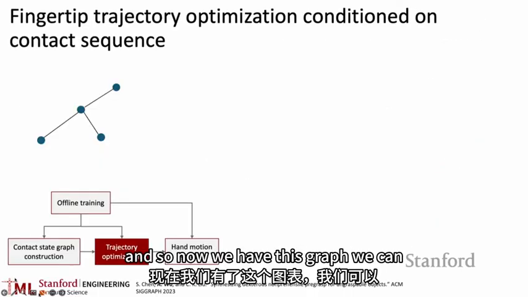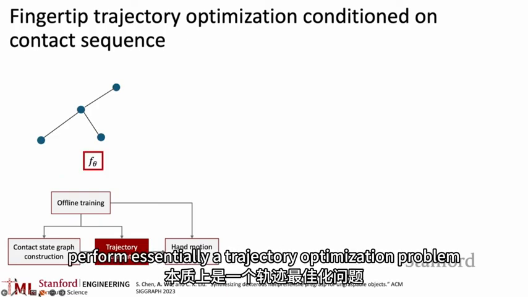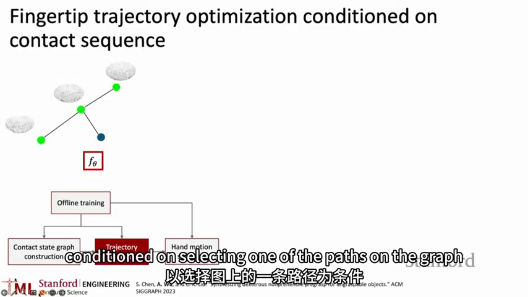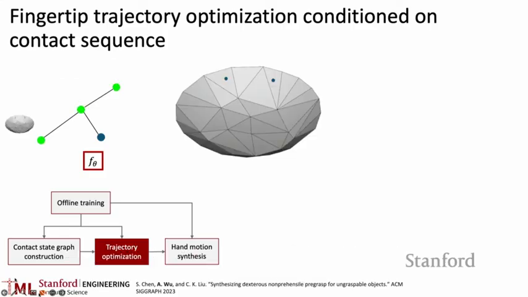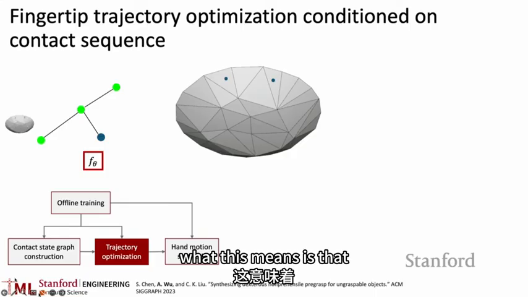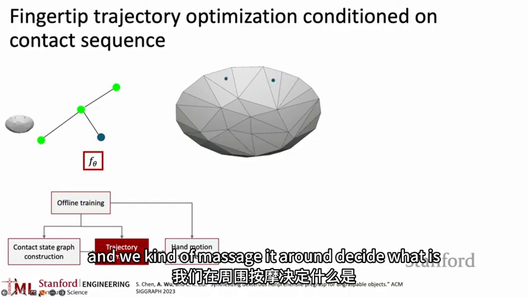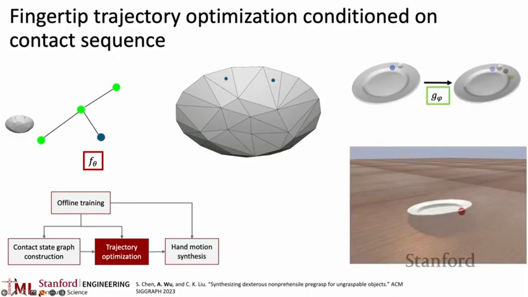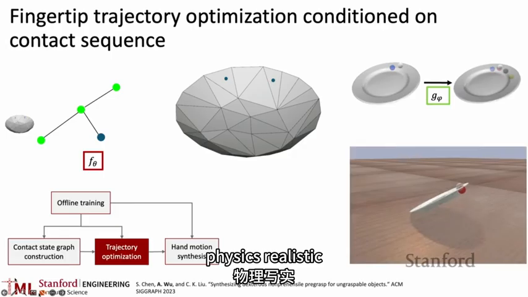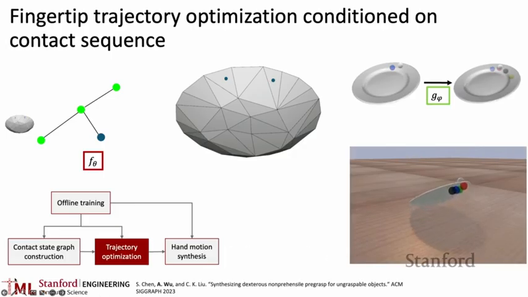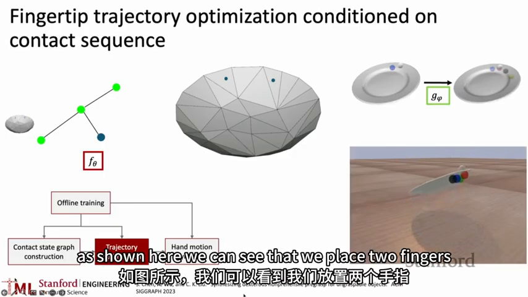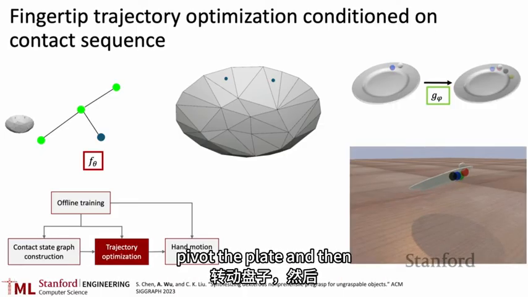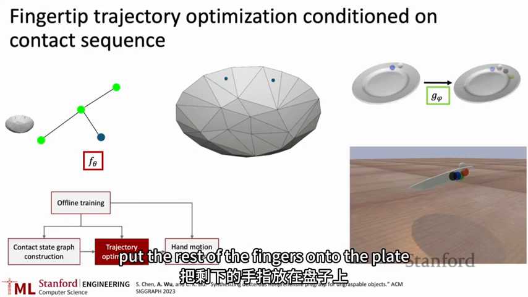And so now we have this graph. We can perform essentially a trajectory optimization problem conditioned on selecting one of the paths on the graph. So intuitively what this means is that we select where the fingers should largely contact, and then we kind of massage it around and decide what is the best trajectory to take. And then that gives us a physics realistic trajectory where, as shown here, we can see that we place two fingers, pivot the plate, and then put the rest of the fingers onto the plate.